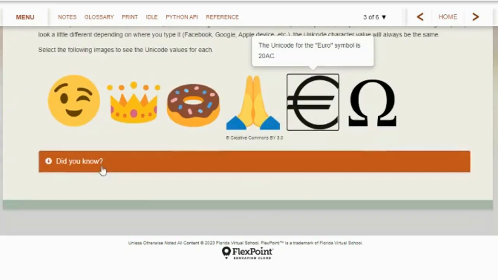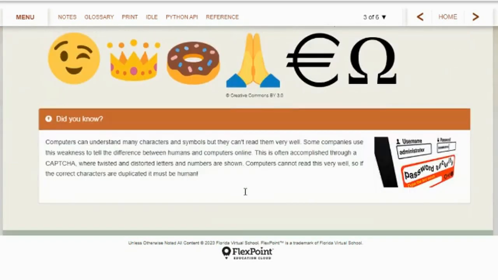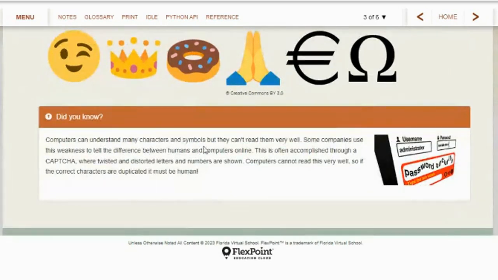And here's a little did you know fact. Let's look at this. Computers can understand many characters and symbols, but they can't read them very well. Oh, that's very true. Some companies use this weakness to tell the difference between humans and computers online. You see one of these little boxes occasionally that puts up swirly, twisted, disordered kind of letters. It's called a CAPTCHA.